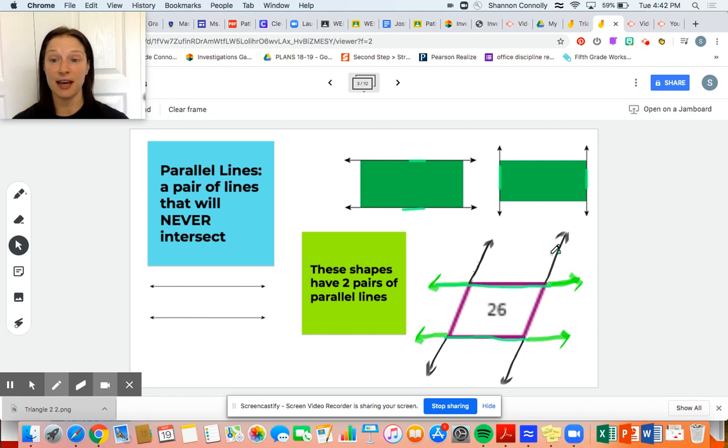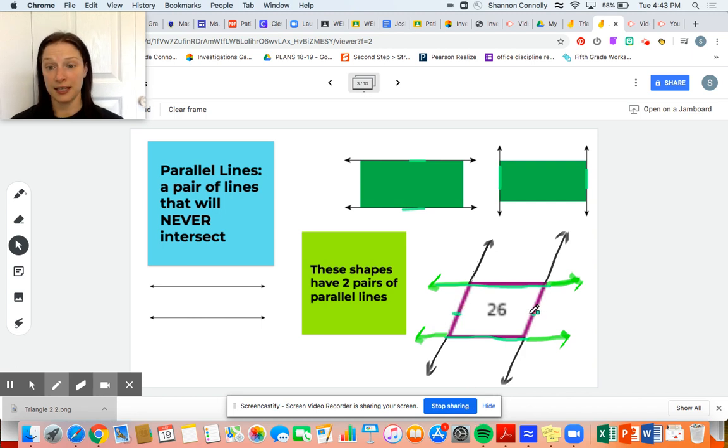Because if we extend them forever and ever in one direction, they're never going to meet. And if we extend them forever and ever in the other direction, they're never going to meet. So this is an example of another shape that has two pairs of parallel lines.